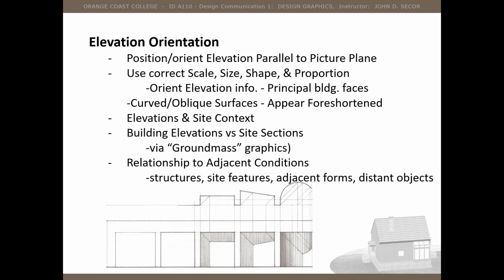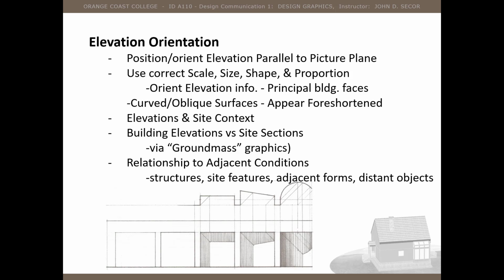The elevation is by its very nature an exterior element. So the site and its surroundings become very, very important. And so we can describe the object or the building, depending on what we're illustrating, with more representation by telling people what's around it. And so that becomes important.